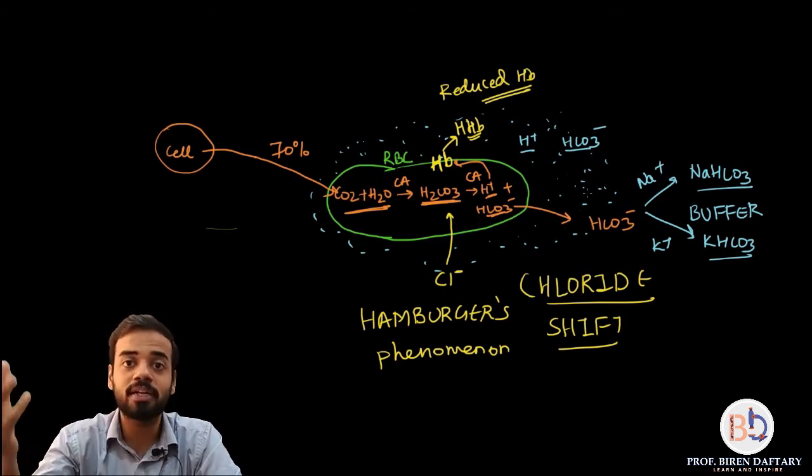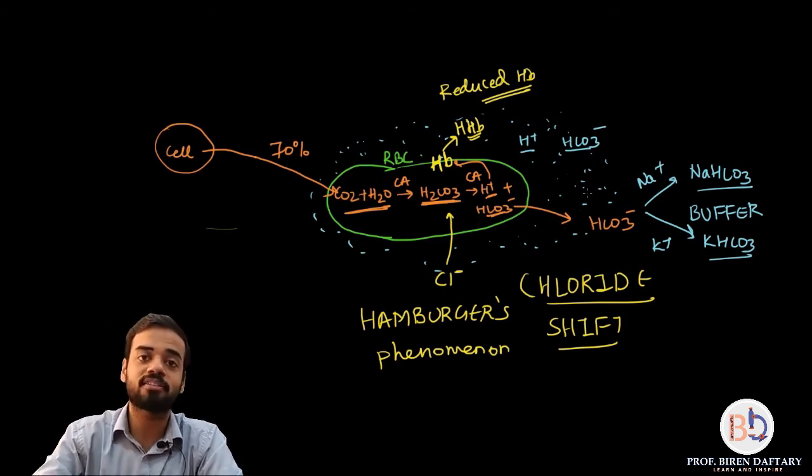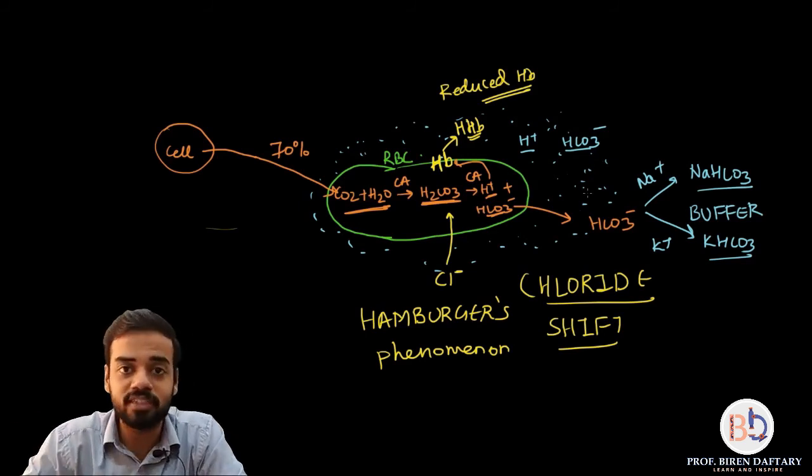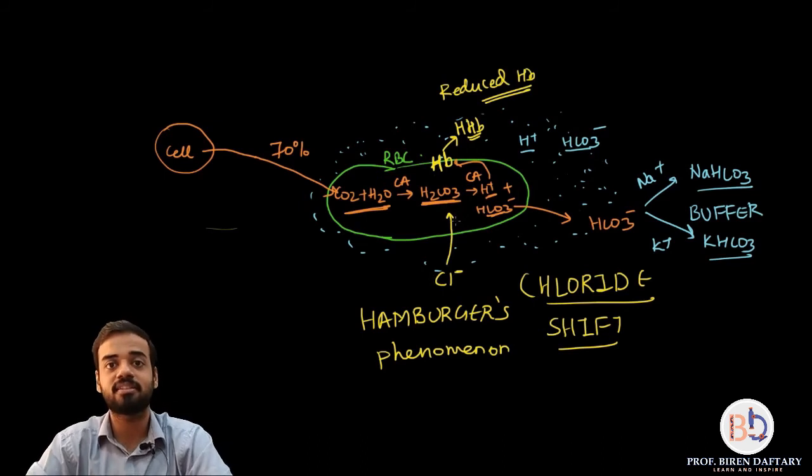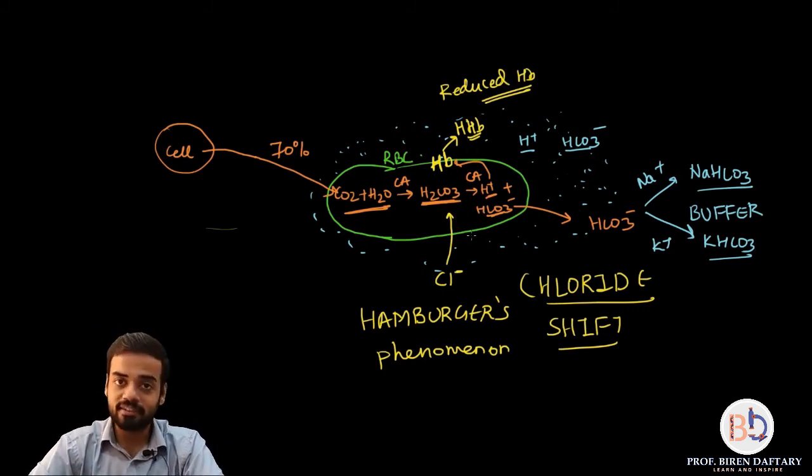So how do you maintain that negative charge? By pulling some negative ion from outside. So which ions are those? Those are the chloride ions. So chloride ions will go inside the RBC. That is called chloride shift.